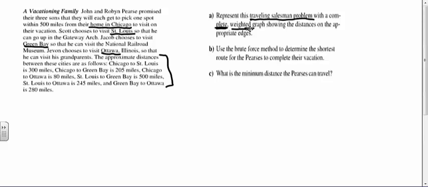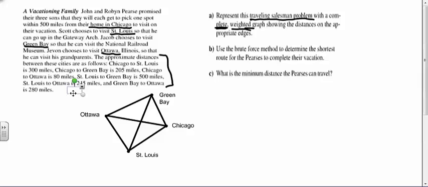So I've already constructed the graph. So let me see if I can uncover that. Ta-da! There is a complete graph. It's not weighted yet because I have not assigned the miles to each edge. But you notice I have 4 vertices: Green Bay, Chicago, St. Louis, Ottawa, and an edge connecting every 2 vertices. Now to make it a weighted graph, we have to go through and add the weights to it.